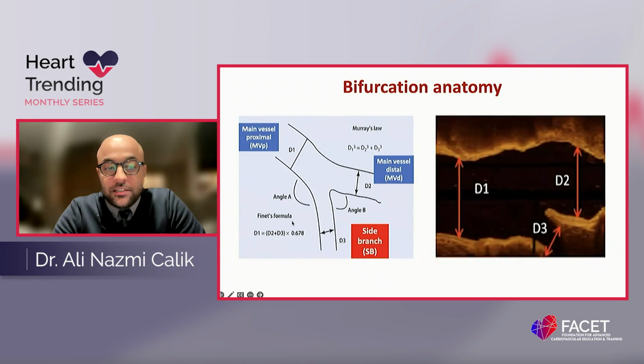As you can see here, there is a widely used Finet formula, in which D1 corresponds to the main vessel proximal, D2 is the main vessel distal, and D3 is the side branch diameter. D1 is not equal to the sum of D2 and D3. Instead, D1 equals the sum of the D2 and D3 diameters multiplied by 0.67.